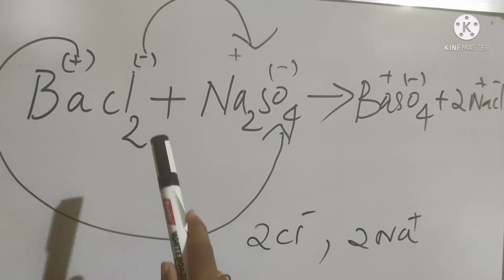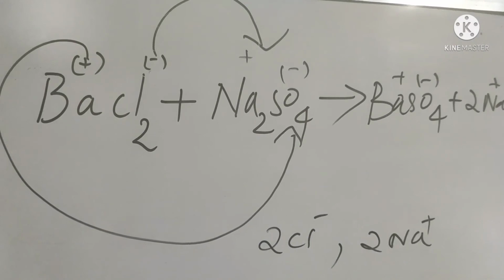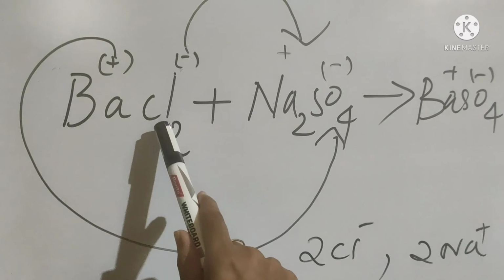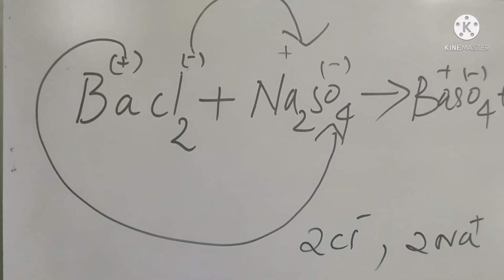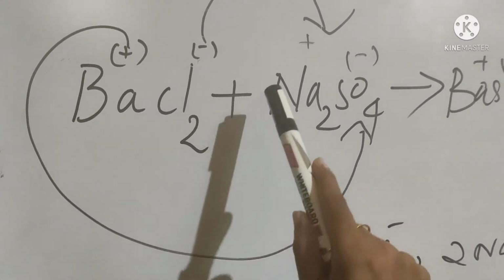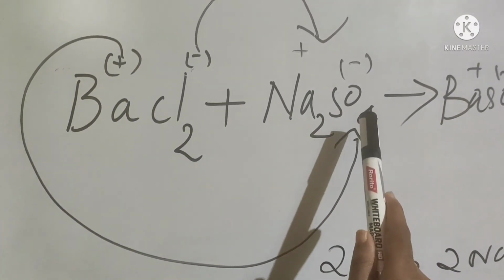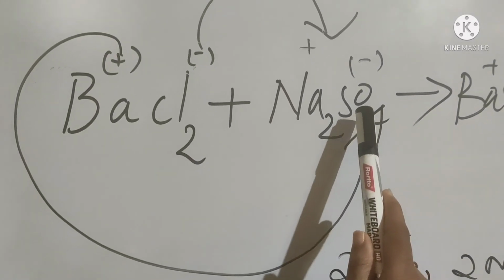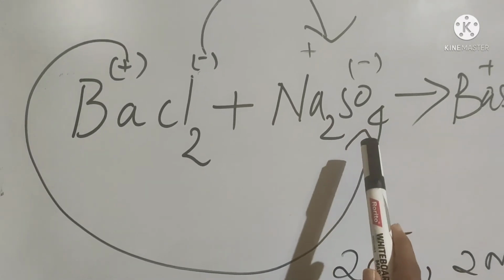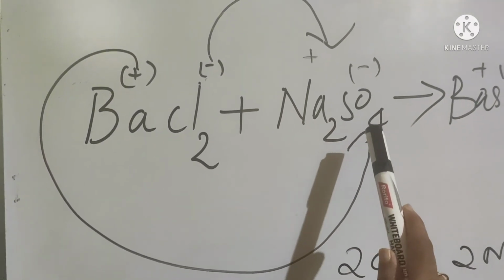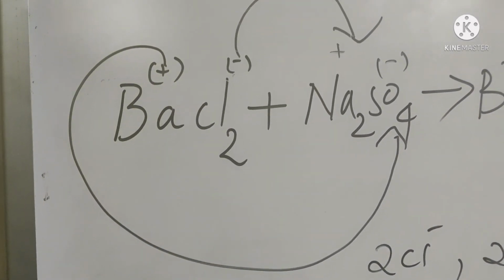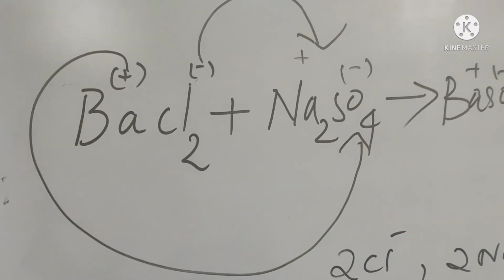In this reaction, both the anions exchange their positions. Anions are negatively charged ions: chloride ion and sulfate ion. That is, the chloride ion of barium chloride has been replaced by the sulfate ion of sodium sulfate, whereas the sulfate ion of sodium sulfate has been replaced by the chloride ion of barium chloride. Hence, it is a double displacement reaction.